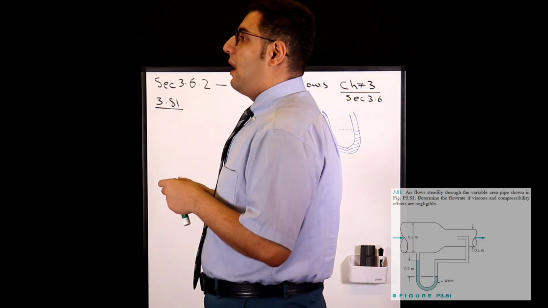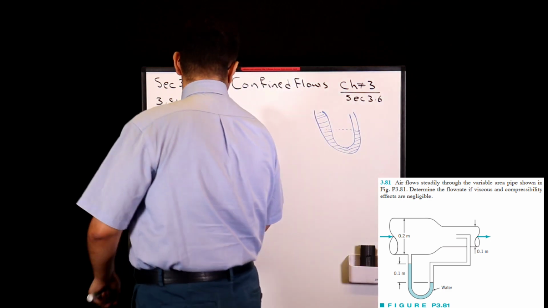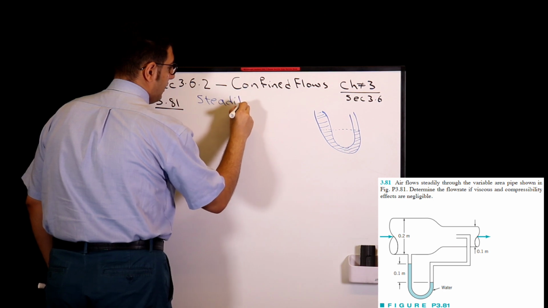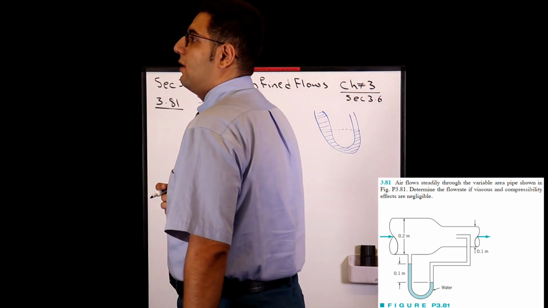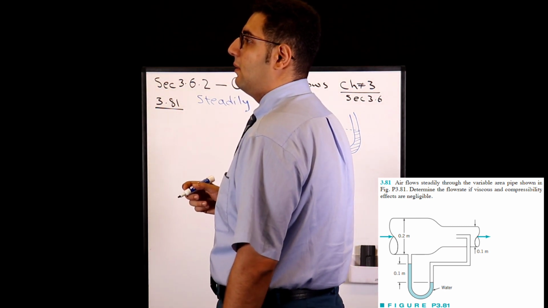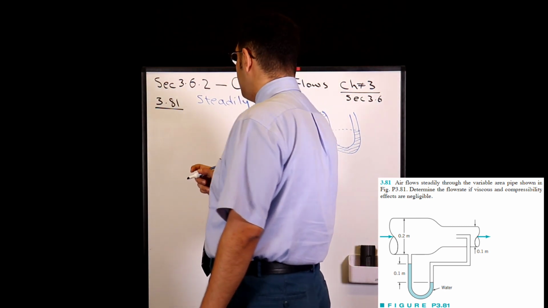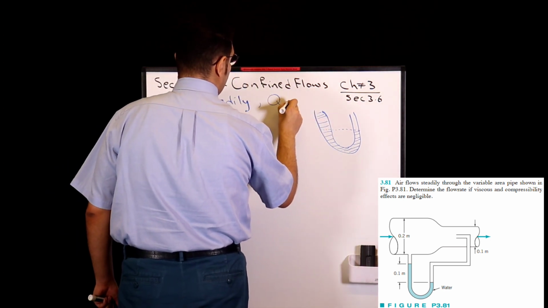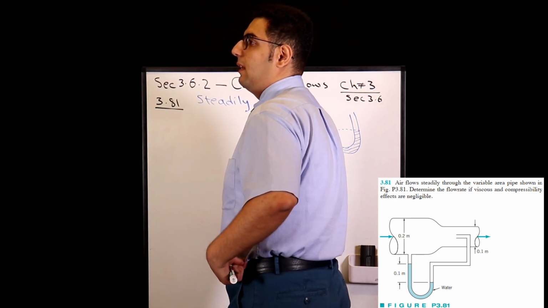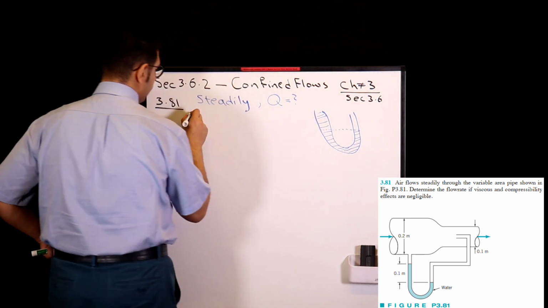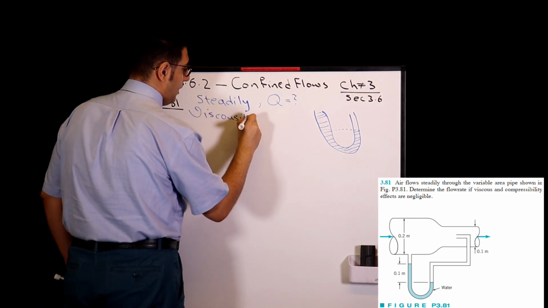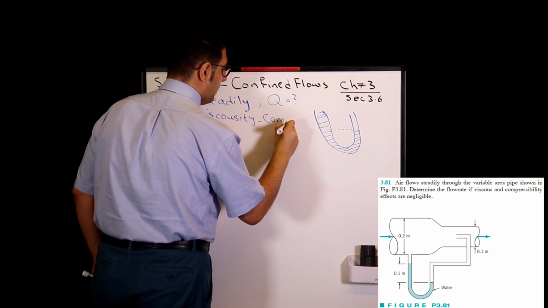The question is: air flows steadily through a variable area pipe shown in figure P3.81. Determine the flow rate if viscosity and compressibility effects are negligible.